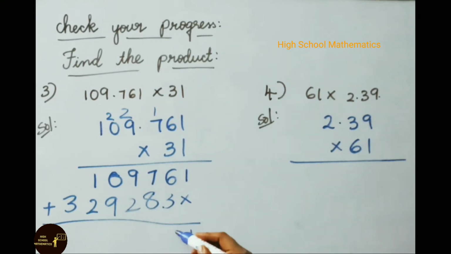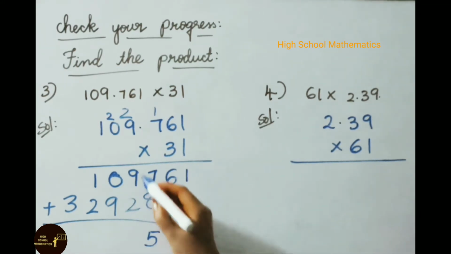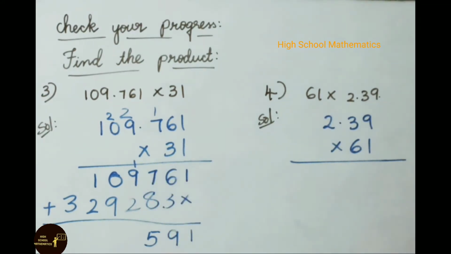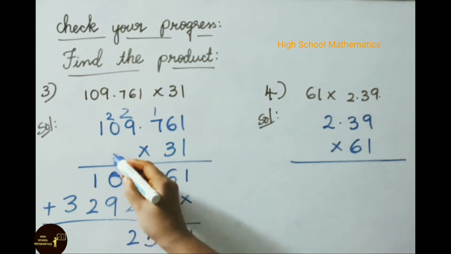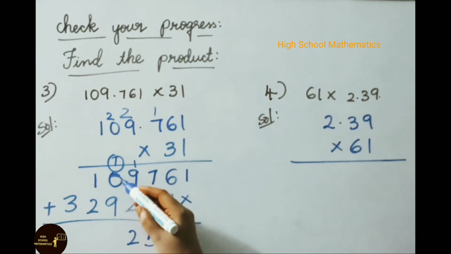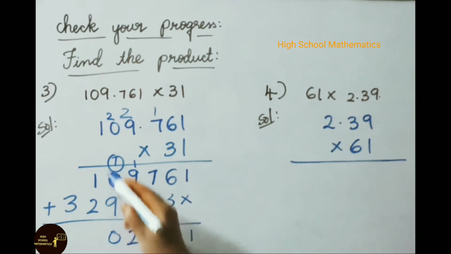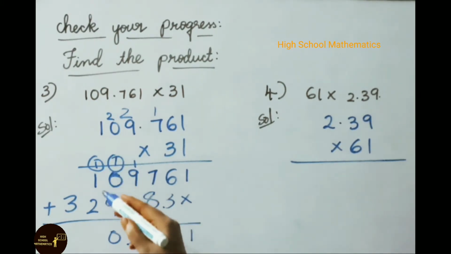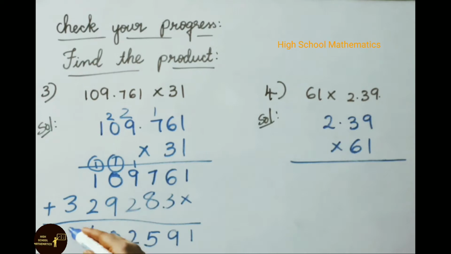1, 6 plus 3, 9. 7 plus 8, 15. So 5 carry 1. 9 plus 1, 10. 10 plus 2, 12. So write down 2 carry 1. 9 plus 0, 9. 9 plus 1, 10. So 0 carry 1. 1 plus 1, 2. 2 plus 2, 4. Write down this 3.